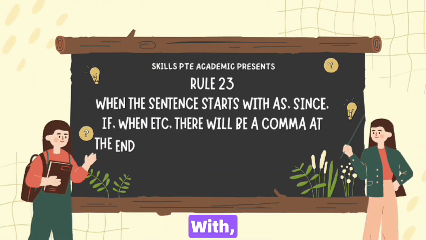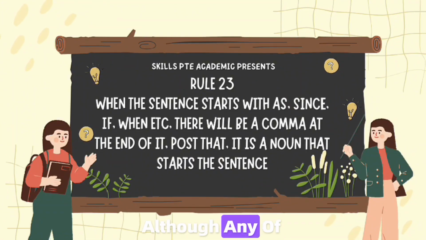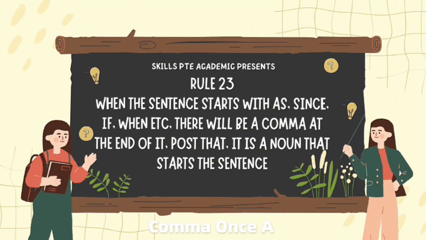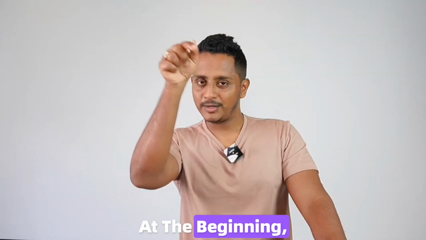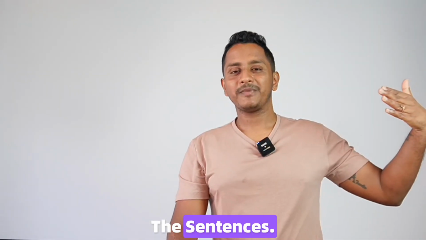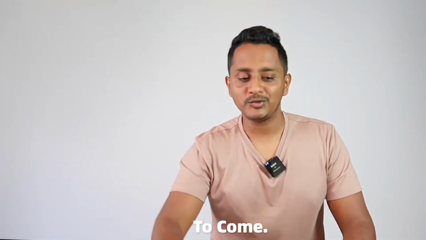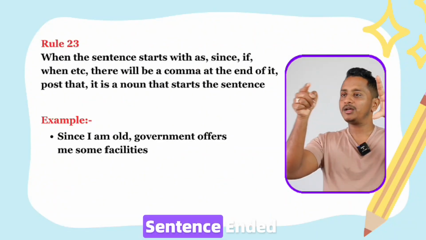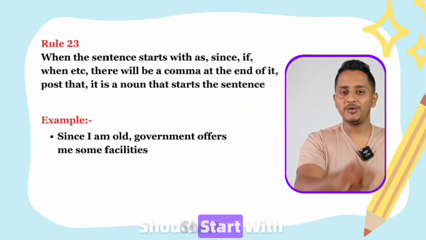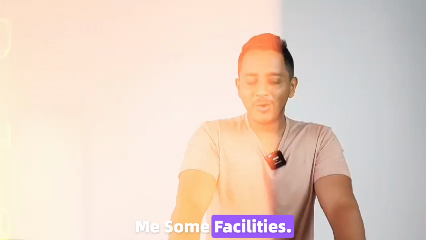Rule number 23. When the sentence starts with, not ends with, starts with as, since, if, when, though, although, any of the subordinate conjunctions, there will be a comma once the clause ends, and soon after that, if there is a blank at the beginning of the next part, that would be a noun. I again repeat, if the sentence is: as there are rains today, dash will be flooded. Roads will be flooded. The roads, a noun only has to come. Getting it? Look at this question: since I am old, the clause ended, the next word should start with a noun, no matter what. Government, the government offers me some facilities. Hope you are getting it.